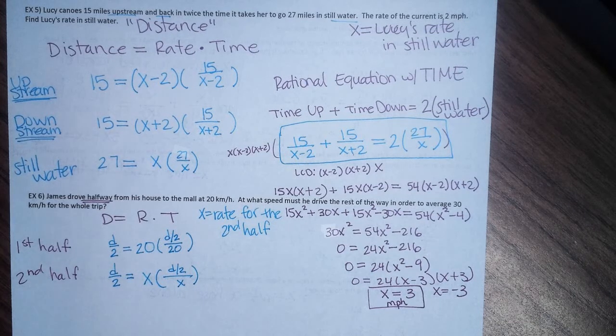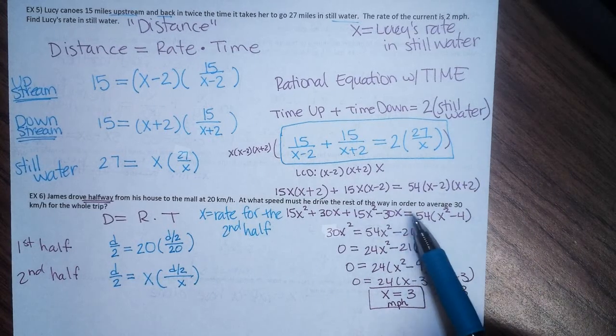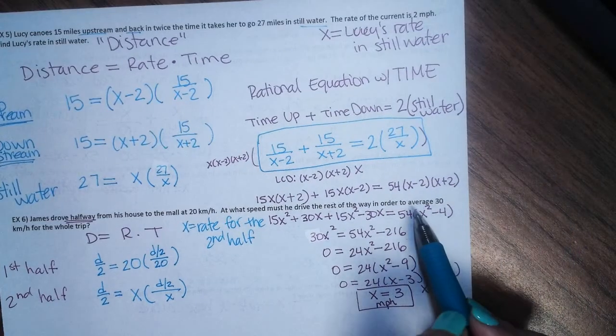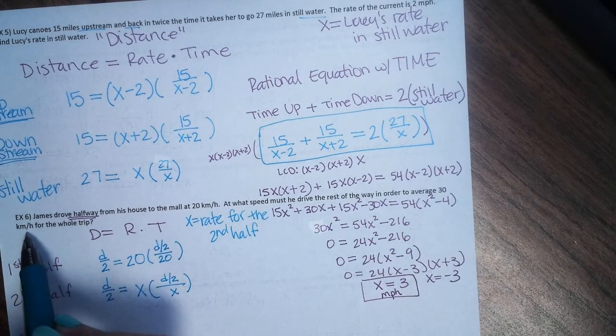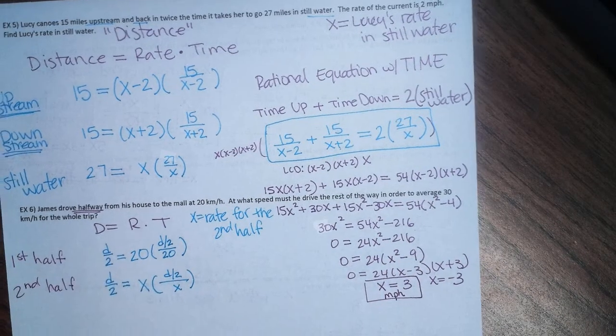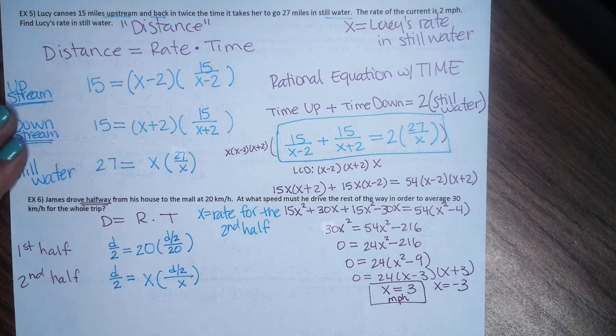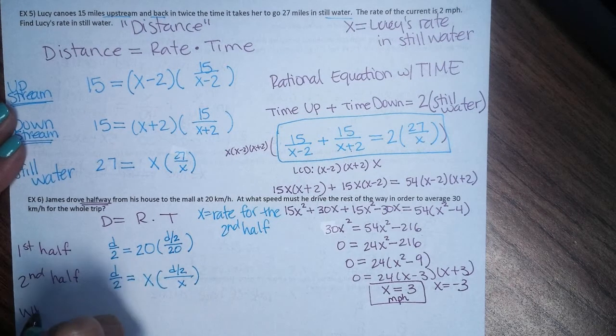And finally, like I was trying to tell you, we need another row here for this little table that I'm trying to make. And that other row is going to involve the information you know for the whole trip. So the question says that he averaged 30 kilometers per hour for the whole trip. So that was his rate for the whole trip. So here, let's put whole trip.